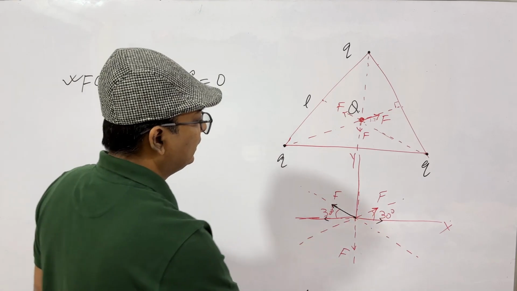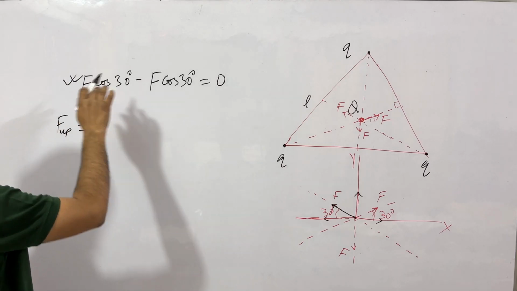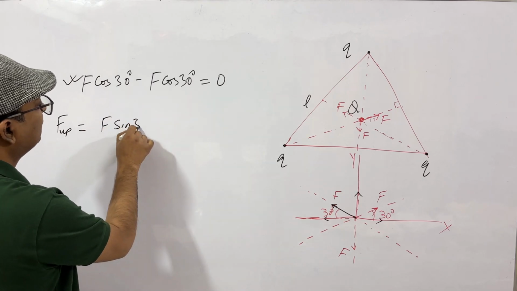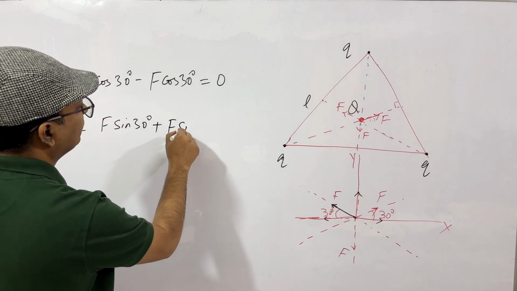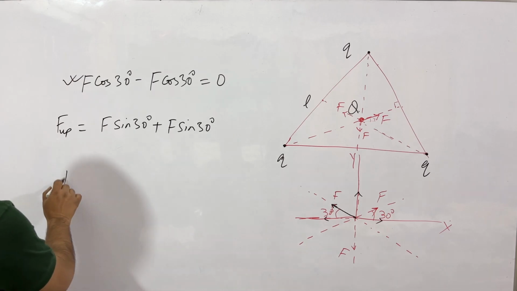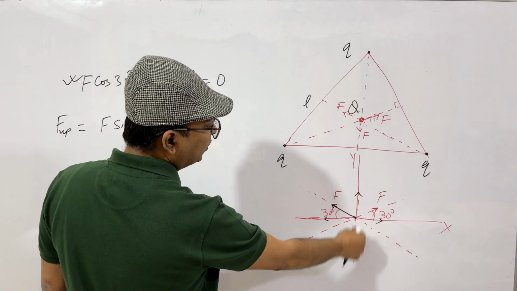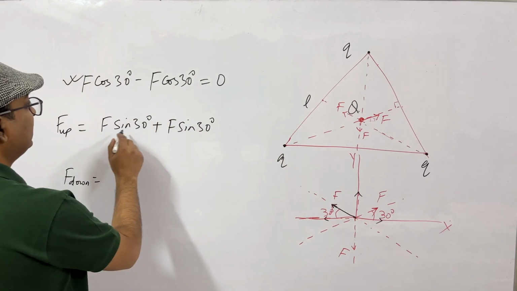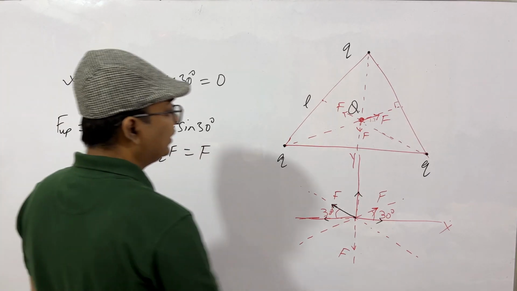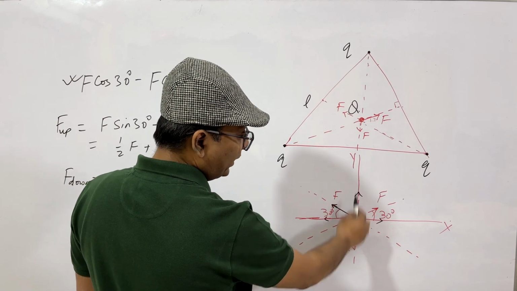What about the y direction? I'm talking only of magnitude, so I'm not using vector notations. The force in the upward direction is F sin 30 plus F sin 30. And in the downward direction it is F. If these two forces are equal, then there won't be any pull in the y direction. What is sin 30? It is half. So half of F plus half of F is equal to F. Therefore, we have F in this direction and F in this direction, so on the y-axis the net force is 0.